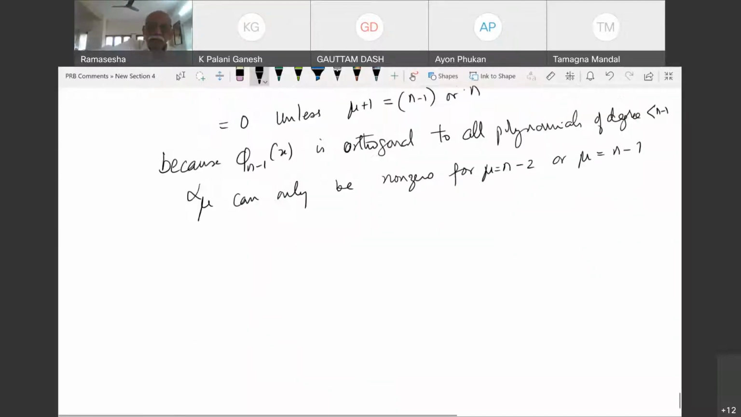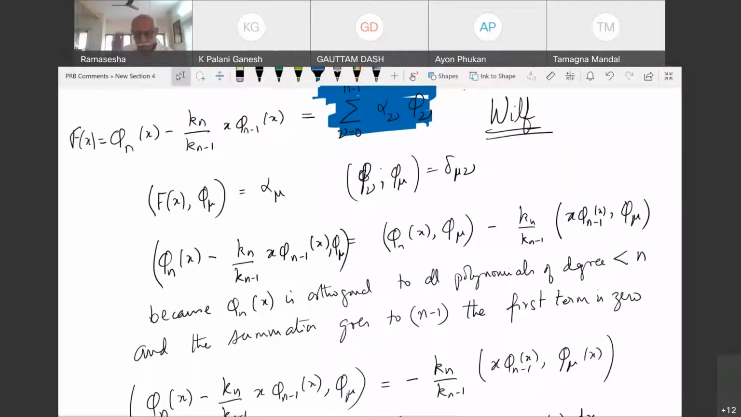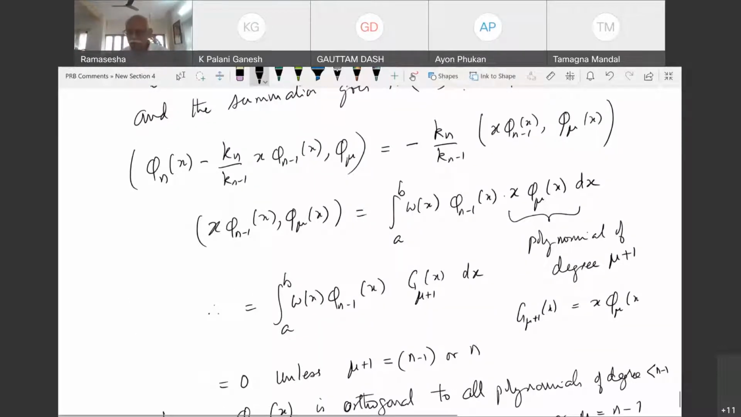All that I have done is want to evaluate what is alpha mu. So alpha mu is given by the inner product of f(x) and p mu, and I have just expanded f(x), which is pn minus kn minus 1 upon kn x pn minus 1 x, comma p mu, but mu only goes from 0 to n minus 1. Because of that, the first term pn x p mu is 0, and the second term, minus kn upon kn minus 1 x pn minus 1 of x comma p mu, will be non-zero only for mu equal to n minus 2 or n minus 1.